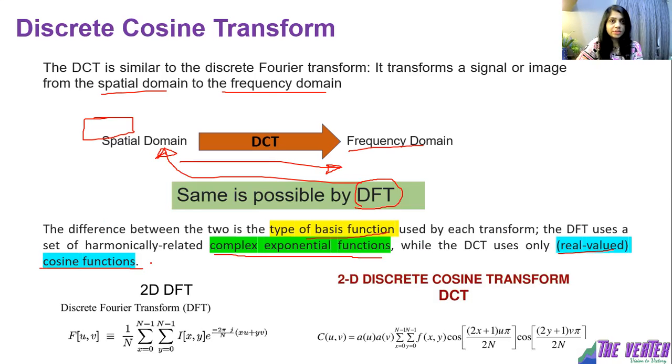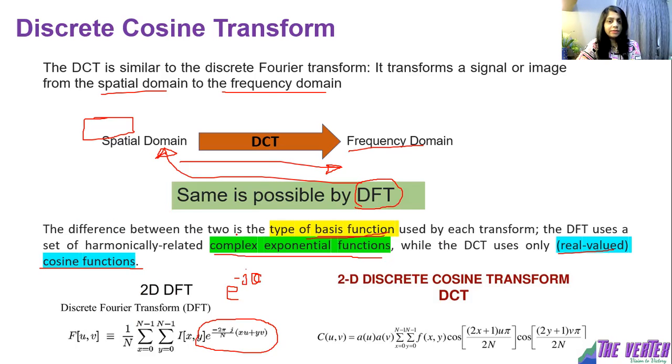What is the meaning of this? Let's start with the first statement: the difference between the two is the type of basis function. What is the meaning of basis function? Now, let's take the formula of two-dimensional DFT. In this formula, you can see this part. This part is known as the basis function of that transform. It is in the form of e raised to power minus j theta.